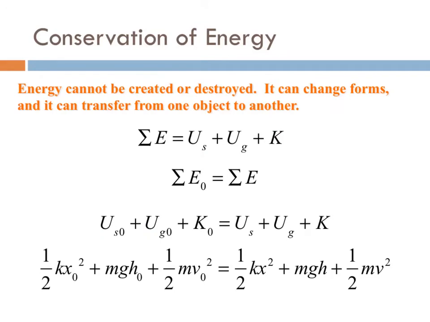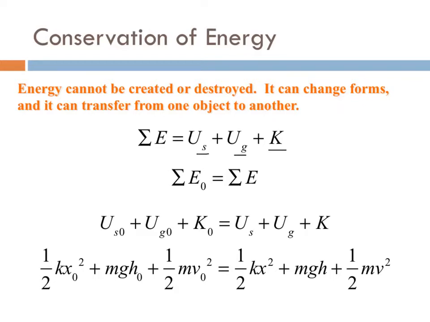So our mantra for this section is energy cannot be created or destroyed. It can change forms and it can transfer from one object to another, but it is not created nor destroyed. So we're going to focus on conservative forces again, and so the energy that we're specifically talking about is mechanical energy. In our last video, we talked about spring potential energy, gravitational potential energy, and kinetic energy. All of these three things are forms of mechanical energy.